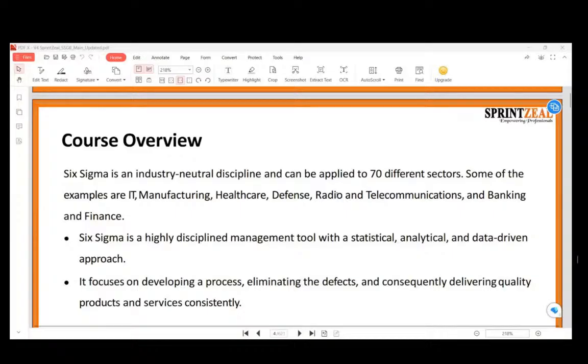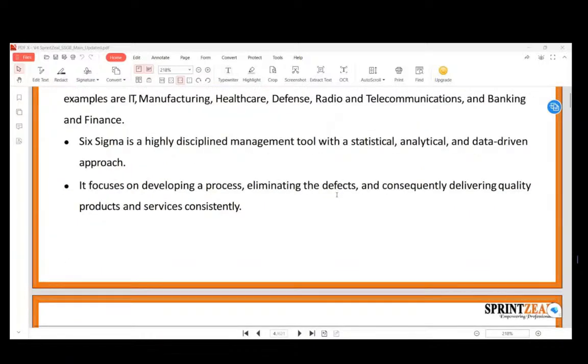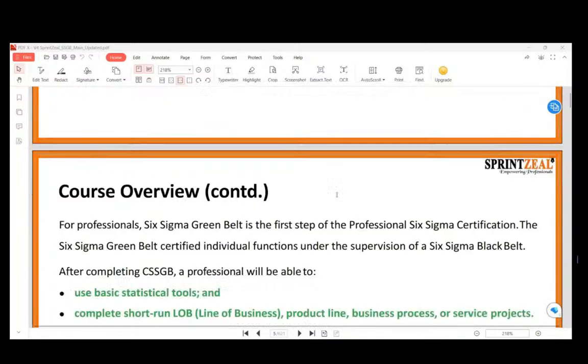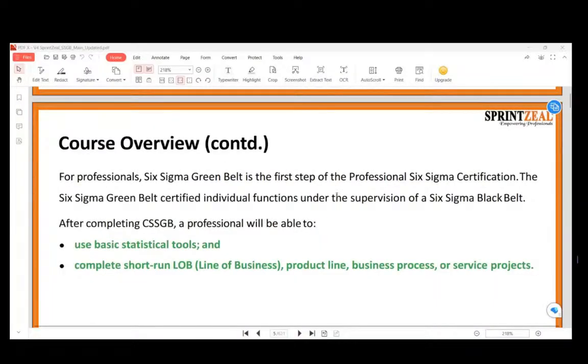Can you look at the screen now? Can you see? It's okay, I'll share it. Why is it saying that it is being shared? I don't know. Please share your screen. I'm sharing my screen now.